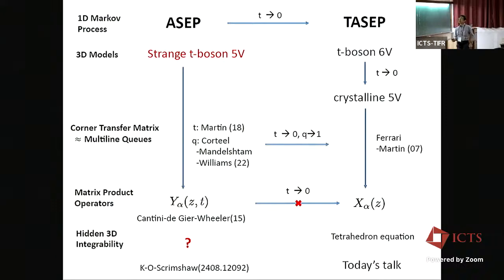So we have partially done it, and it was successful, but there was a price to pay. We had to introduce a very strange t-boson 5-vertex model rather than the usual one. I already had the t-boson 6-vertex model, but it was not usable in that form here. So I had to resort to some very strange t-boson 5-vertex model. That was the reason for the title. But anyway, it was done to some extent. But at the moment, I don't know any hidden 3D structure here. So if you are interested, please look at this paper. So that's the end of my story. Thank you.